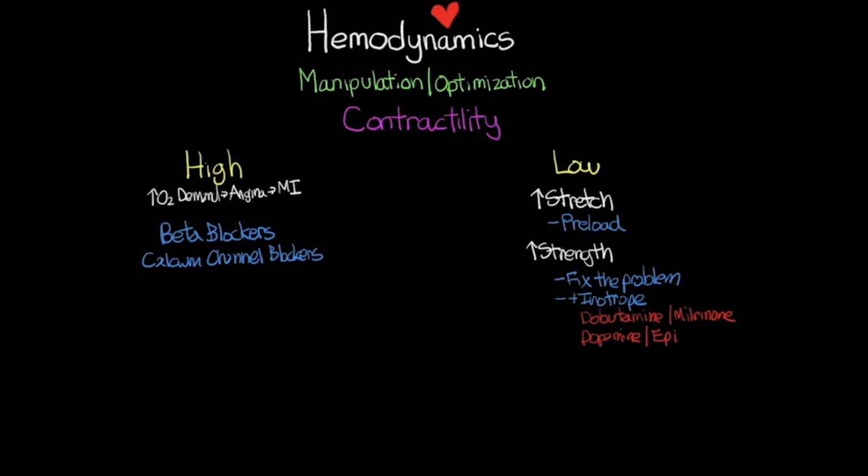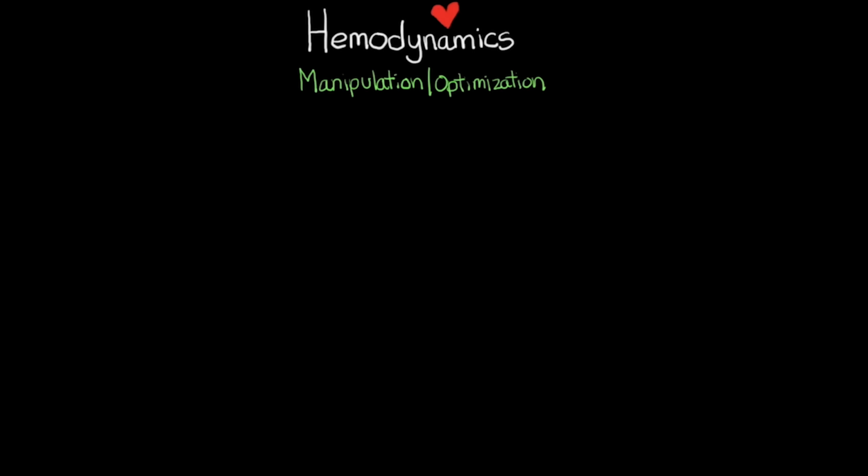And finally, the last thing that we can do for low contractility is to simply offer support. And this is going to be in the form of some sort of ventricular assist device. So whether it be Impella, BiVAD, whatever type of device is out there, something to physically do the work of the heart. All right, so that covers everything with our high and low contractility. So let's go ahead and move on to our next factor, which is going to be our preload.